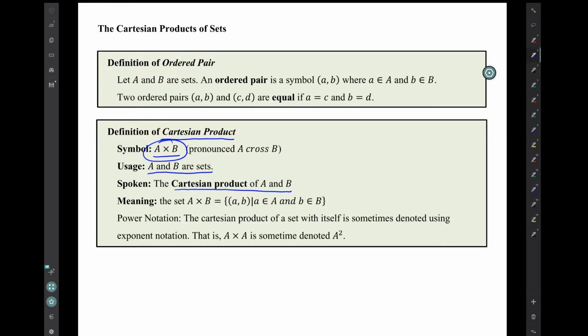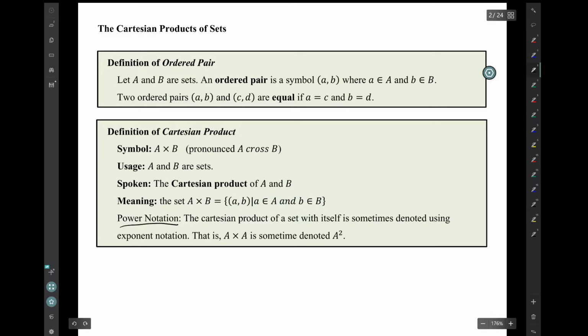In sets, that same symbol means the Cartesian product of A and B, something completely different. So that's what I refer to as the usage of a symbol. That is, the meaning of this symbol depends on what A and B represent when the symbol is written down. So when A and B are sets, that symbol means the set of all ordered pairs that have little a on the left, a member of set capital A, and little b on the right, a member of set capital B.